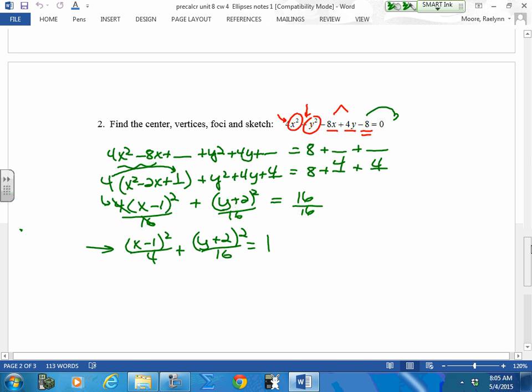What's your center? Good. Which one is your major axis? Y. Good. So what's A? 4. What's B? Remember, if it's squared on top, it's squared on the bottom. That's a good way to remember that that's the square. 2. And C is, be careful of C. It's A squared minus B squared. So it's 16 minus 4 is 12.